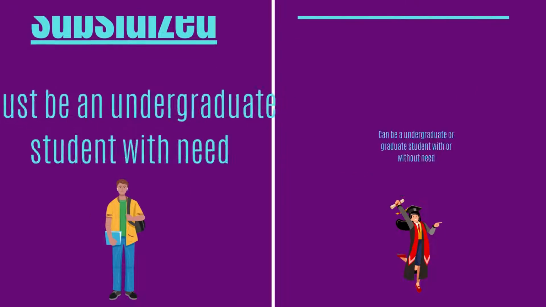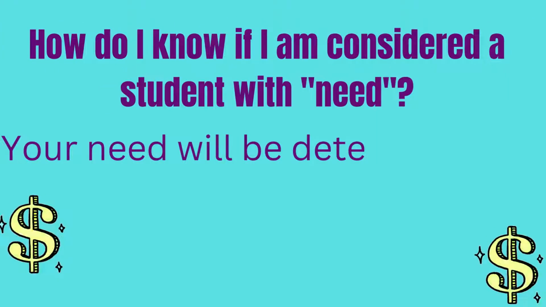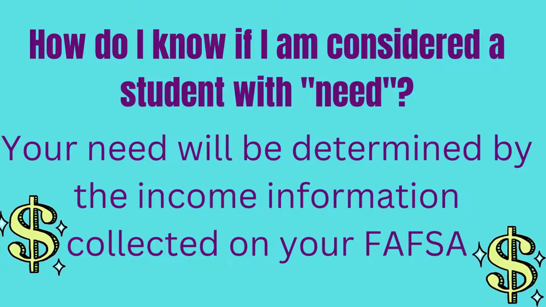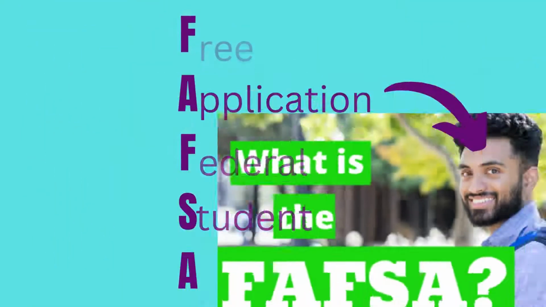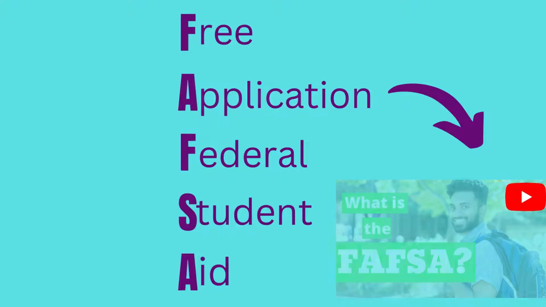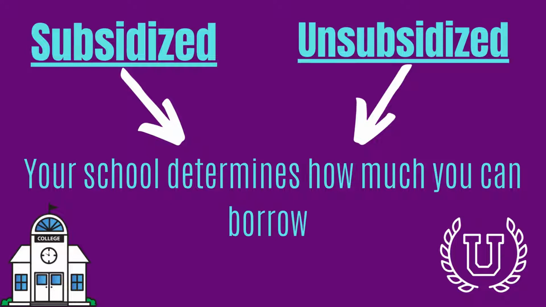One typical question is, how do I know if I am considered a student with need? Your need will be determined by the income information collected on your FAFSA. FAFSA stands for the Free Application for Federal Student Aid. And if you have any questions about what that is, don't worry, we have a video all about it. Once you have filed your FAFSA and your income information has been sent over to the schools of your choice, your school will determine how much you can borrow in regards to subsidized and unsubsidized loans.